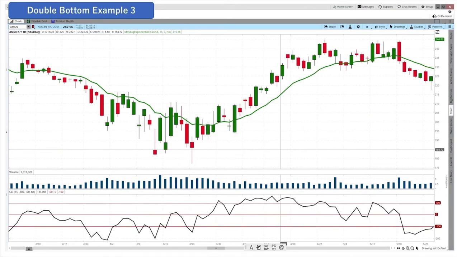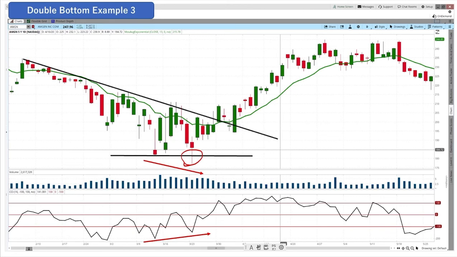The last trading example of a double bottom. Trading rule number 1. Check if the indicator CCI divergence happens. Trading rule number 2. Check if the fake breakout happened. Trading rule number 3. Draw a trend line through the middle peak to wait for the price breakout of the trend line.